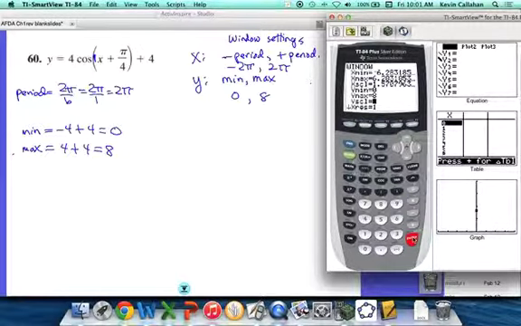And the scale of 1 is good. And now I'm going to enter the function. Oh, make sure I got my mode right. I'm in radians, so now let's go back and put that in. 4 times 4 cosine x plus second pi divided by 4 in parentheses plus 4. Okay, graph.